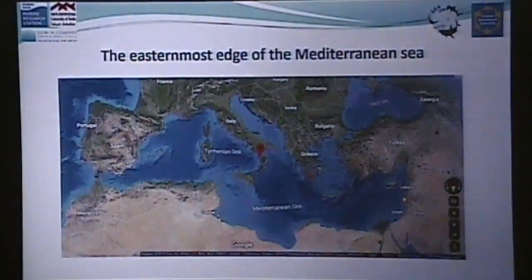So where are we situated? As you know, we are here in Rende, and Israel is in the easternmost part of the Mediterranean Sea. We have 200 kilometers of coastline, that's it. Gaza and Egypt are south of us, Lebanon and Syria are to the north.